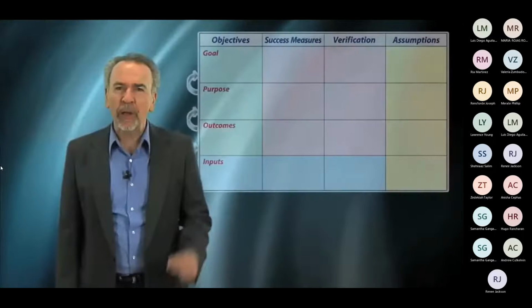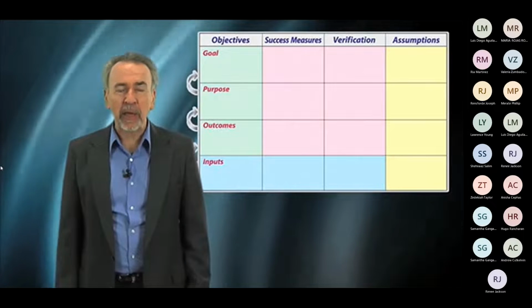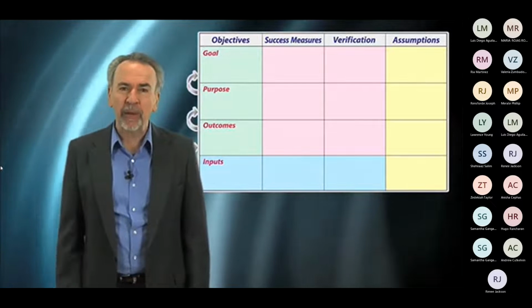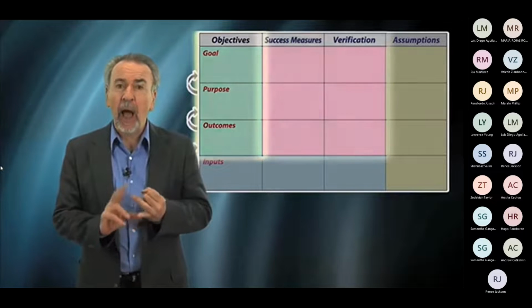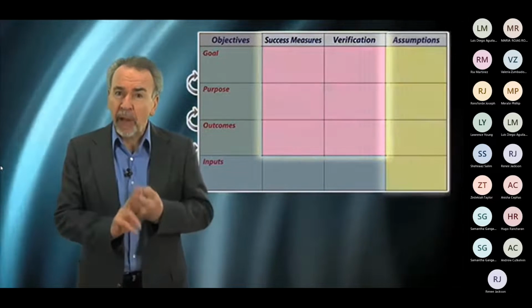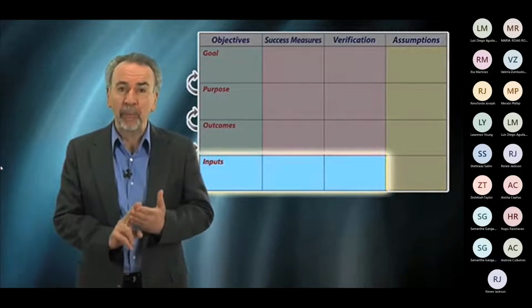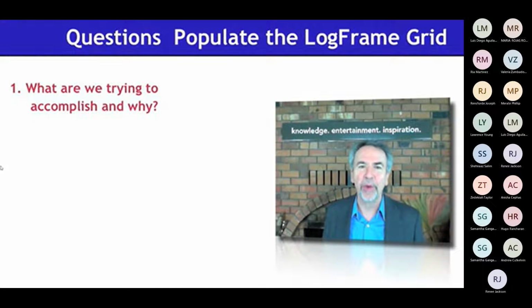We use a planning tool called the logical framework. It may seem complicated at first, but it's actually quite simple and logical. It's based on 4 questions which help us to define and align the various project objectives, identify measures of success and how we're going to verify, spot the risks and assumptions, and develop a more complete action plan. So the first question we'll ask is, what are we trying to accomplish and why?